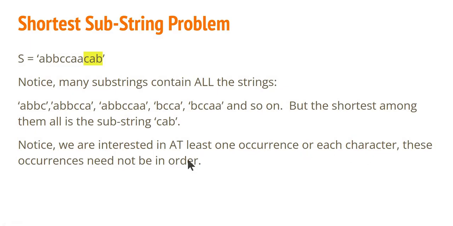So the interesting point is that we are looking for at least one occurrence of every character, which means all the characters should be there. But these occurrences need not be in order. So all we are interested in is, does this exist in this substring or not? And what is the shortest substring that you can find for this?